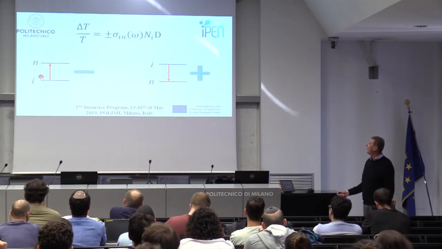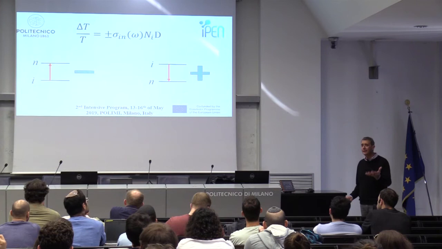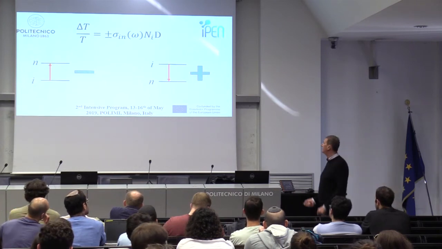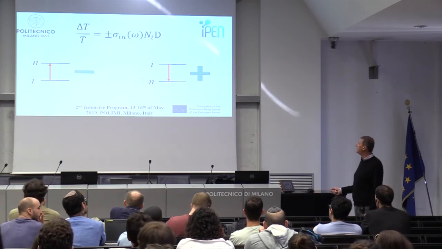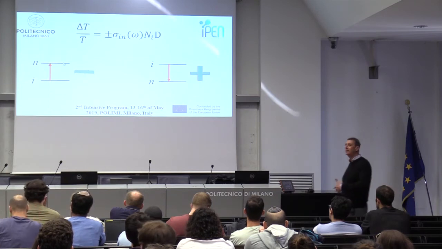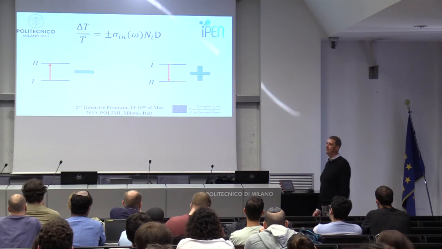If you go from I to N, so if you go up, it's an absorption, and then there is the minus sign here, and it will be a negative contribution to your delta T over T. That means it's photoinduced absorption. If you go from I to N downward, it's a stimulated emission, then there is a plus, and that will be a positive sign. So that means transmission is enhanced by the pump.